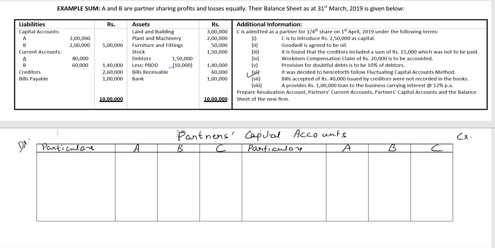We'll begin by bringing down the balance of the capital accounts of A and B by balance brought down. In the case of A, rupees 3 lakh, and in the case of B, rupees 2 lakh. We'll insert the capital which is brought in by partner C by bank account. C is introducing rupees 2,50,000 as capital.